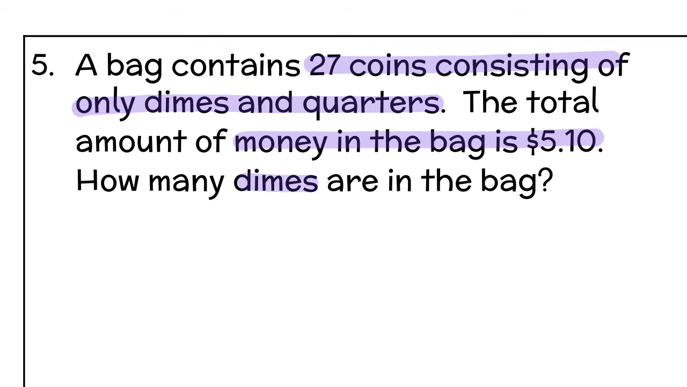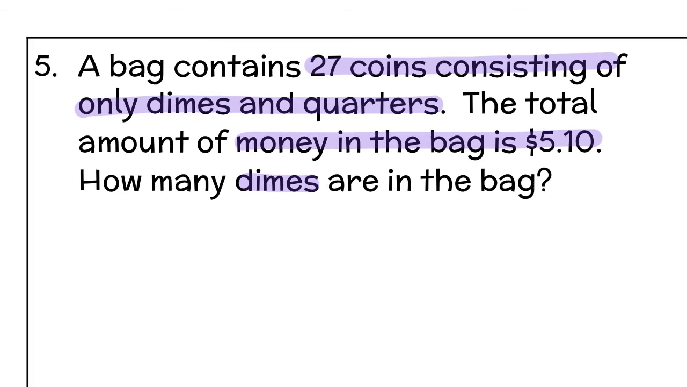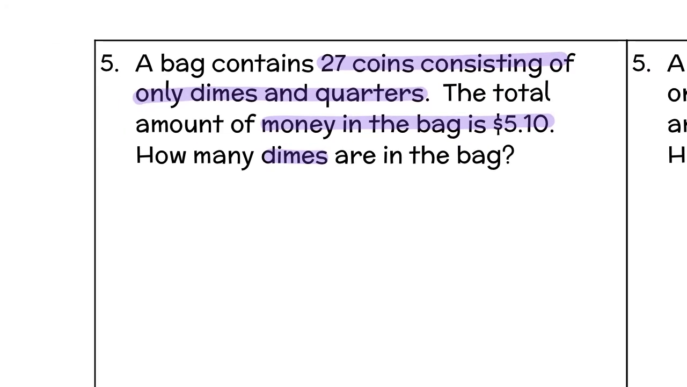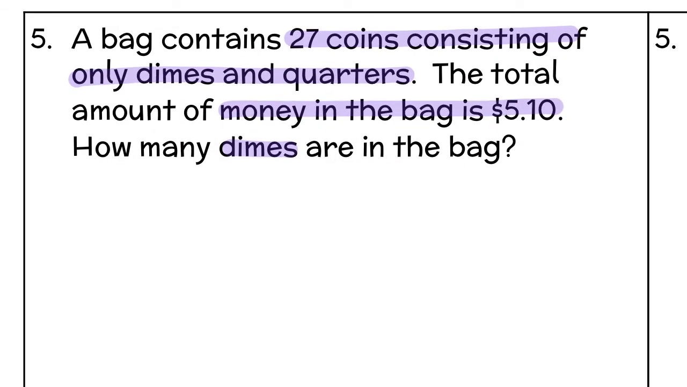So same thing as before, we're only looking for one letter, only this time they didn't give us any equations. We're going to have to figure out the equations on our own. So let's keep it simple, and let's just say that the letter D represents dimes and the letter Q represents quarters.